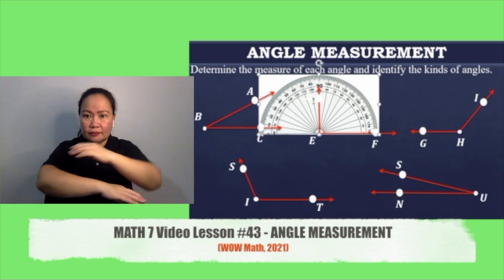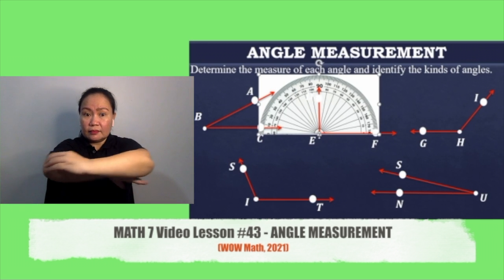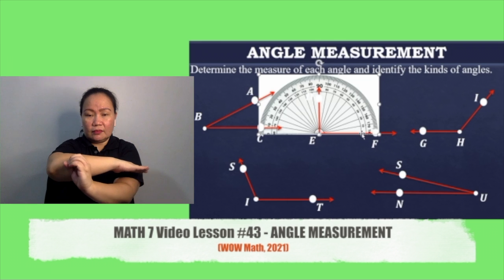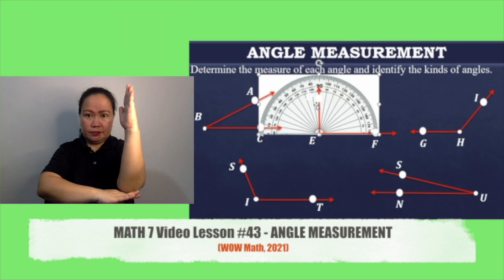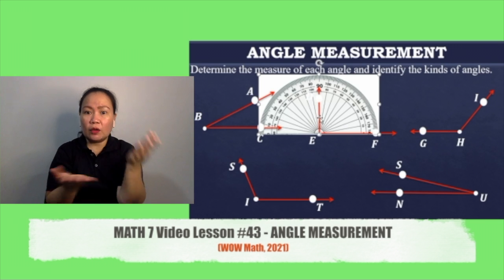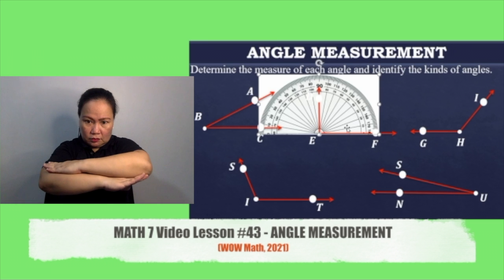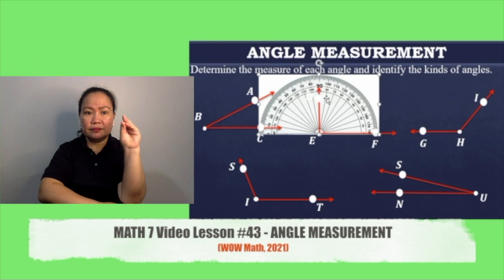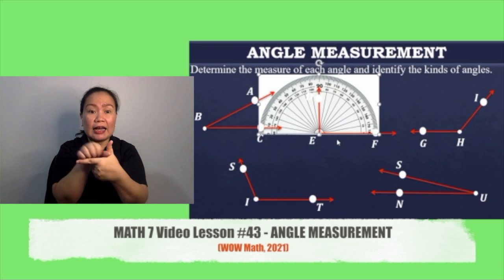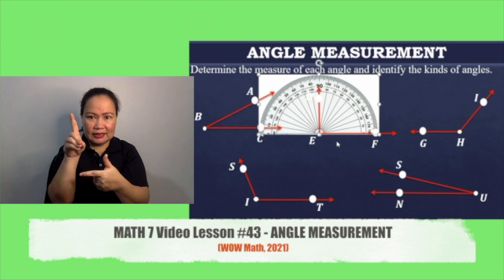Tapat po natin. So, ayan po. Dapat nakatapat yung gitna and then dapat yung initial side mo nakatapat dun sa may 0 degree. Okay? So, tingnan natin kung saan yung terminal side, kung saan natapos yung ikot ng angle, yung rotation ng angle mo. Nag-end siya dito sa 90. So, therefore, this angle measures 90 degrees.